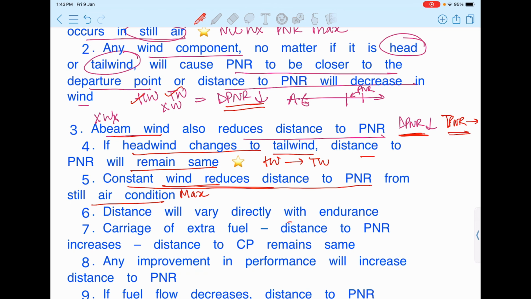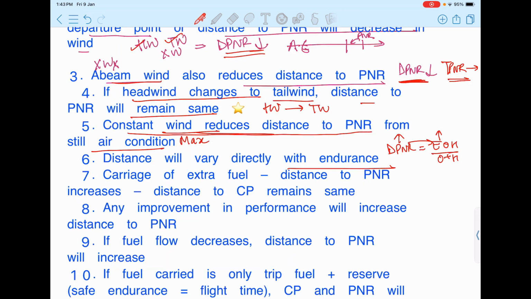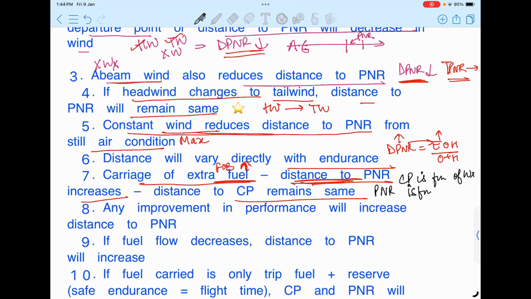Now because of the winds, it has reduced the distance. Distance will vary directly with the endurance, of course. DPNR is equal to E into O into H upon O plus H, directly related. The carriage of extra fuel: the fuel on board has increased, the distance to PNR increases. I told you when the fuel on board increases, the distance also increases. Obviously, when you're carrying more fuel, you can travel more distance. The distance to CP remains the same, because I told you that CP is a function of winds and PNR is a function of fuel.